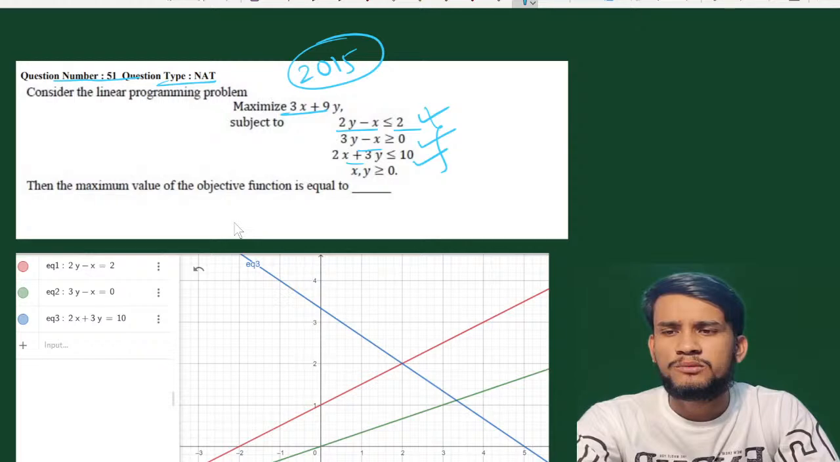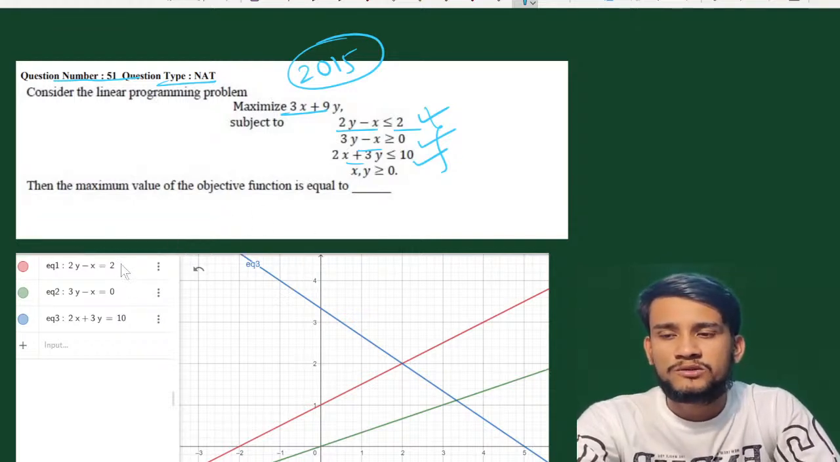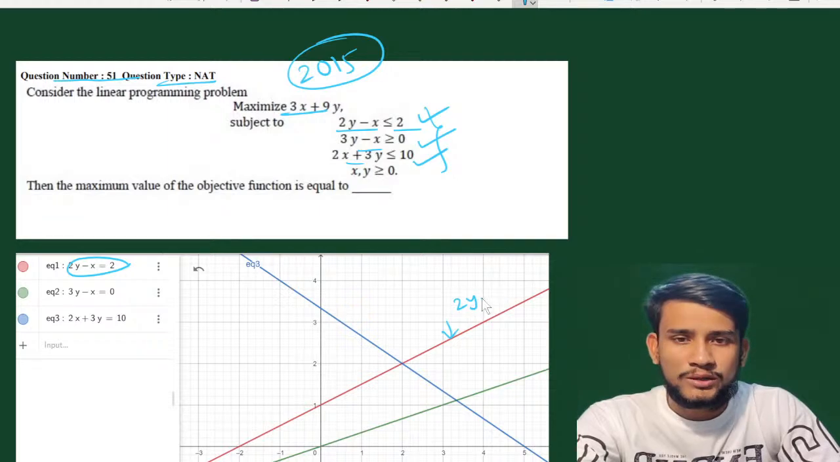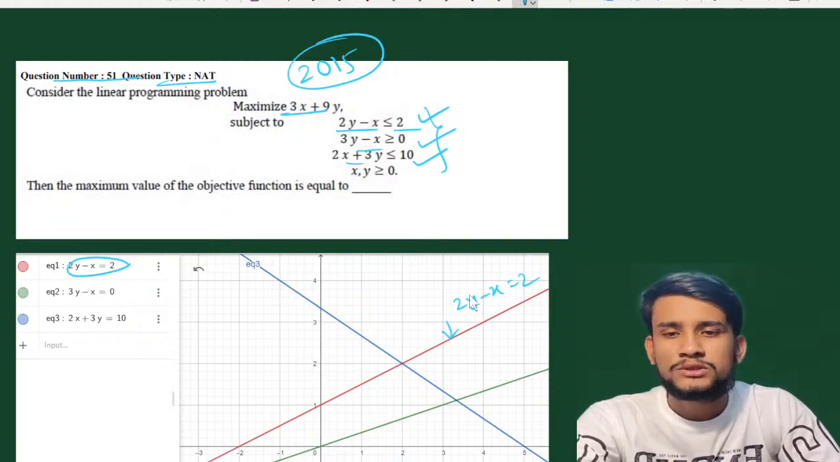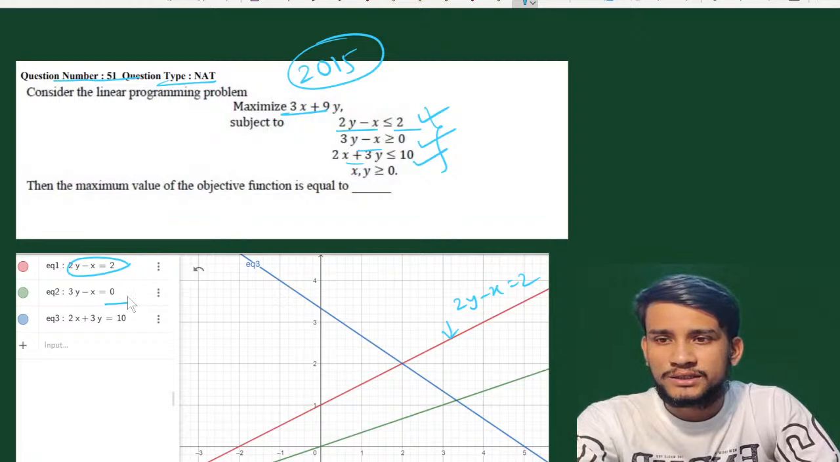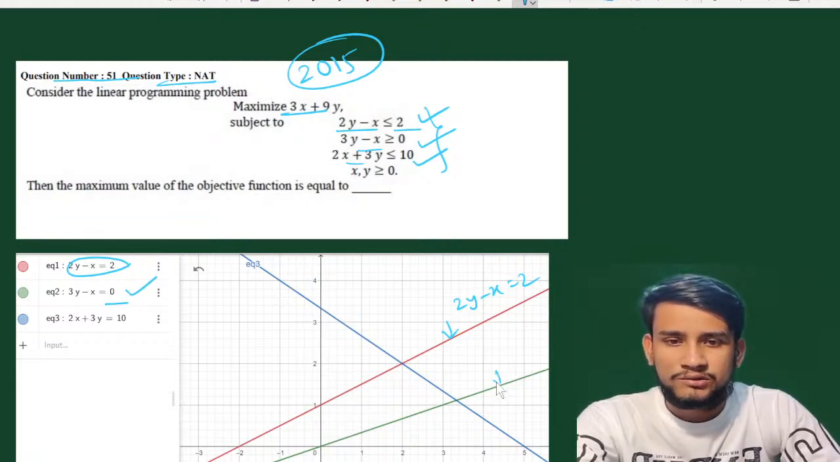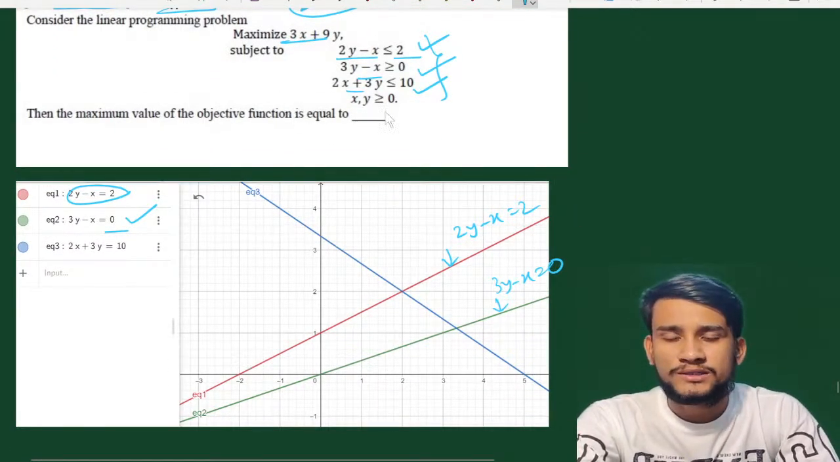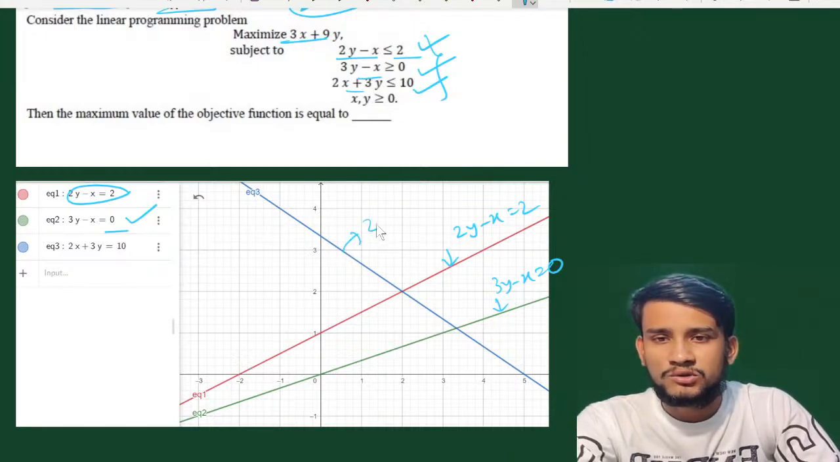We first draw the graph of the LPP, because this is a simple maximization problem. The first equation, corresponding to the first constraint, is 2y minus x equal to 2, and this red line is that equation. The second equation is 3y minus x equal to 0, and the third equation is 2x plus 3y equal to 10.